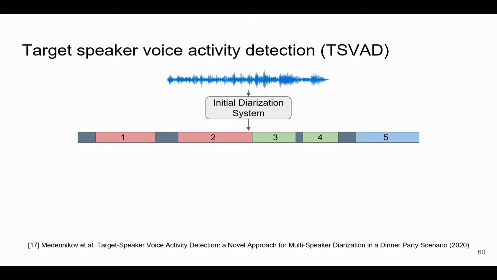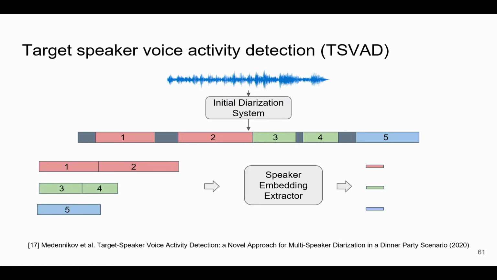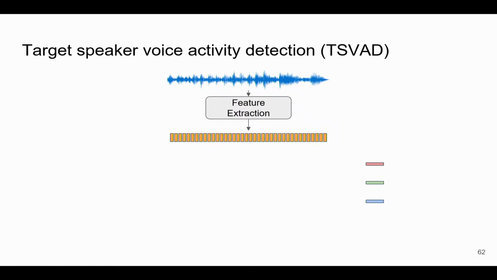And then you would try to handle the overlap or refine the outputs with something a bit more end-to-end. So the idea is, now you have these diarization outputs. You have your speakers. For example, segments 1 and 2 correspond to the red. Then 3 and 4 have the same label, speaker 2 in green, and then 5. So you can extract one speaker embedding for each one of those, and they should represent all the speakers in this conversation.